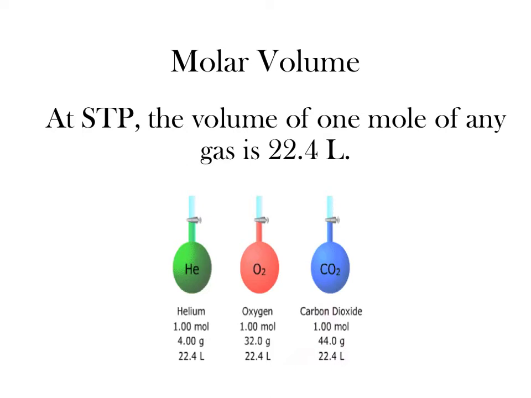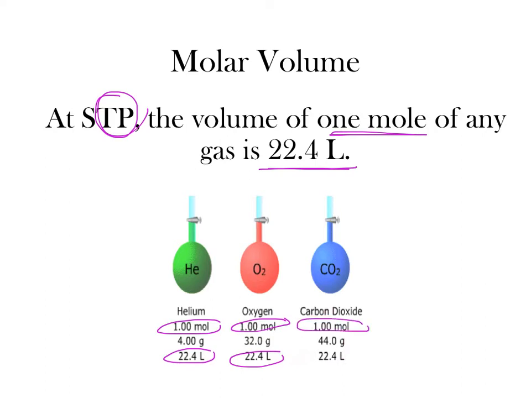Because Avogadro's law says equal volumes of gases at the same temperature and pressure have the same number of molecules, if that temperature and pressure happen to be STP, 0 Celsius and 1 atmosphere, the volume of 1 mole is always going to be 22.4 liters, no matter what kind of gas it is. So it could be helium. 1 mole of helium is going to have a volume of 22.4 liters. 1 mole of oxygen is going to have a volume of 22.4 liters. 1 mole of carbon dioxide is going to have a volume of 22.4 liters.